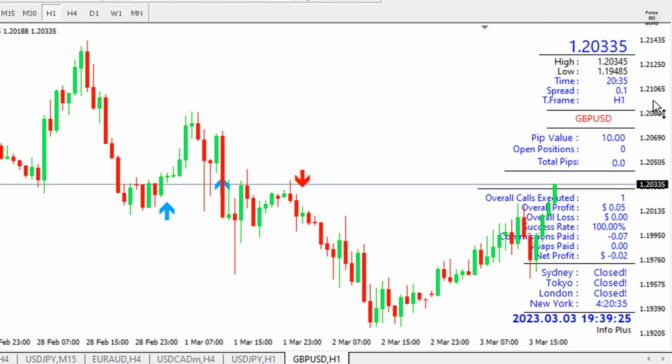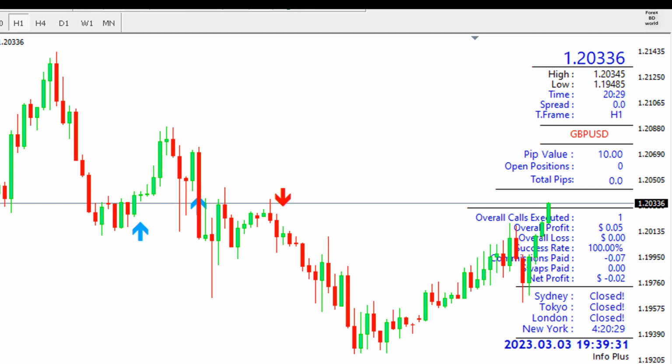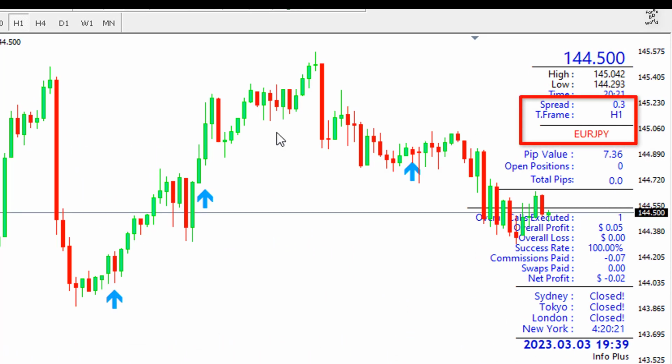Also, you can see what time frame you are currently in, as it is written here H1. Now we go to another pair, and here we see the spread is 0.3 pips.